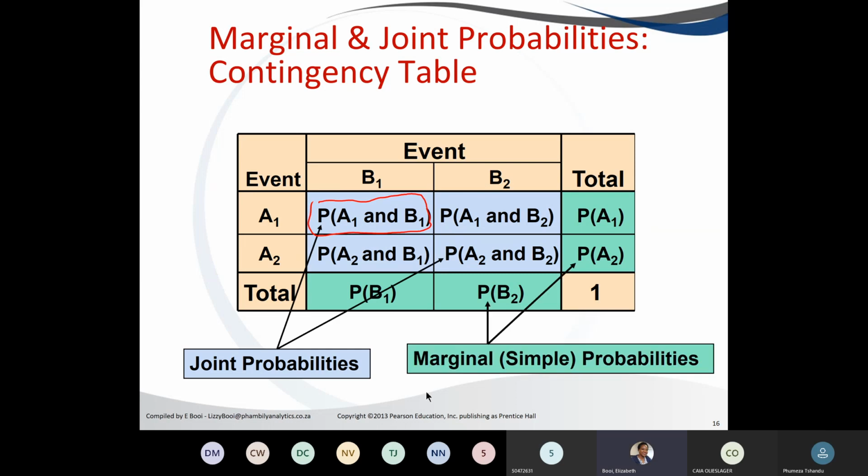And the outside one, the green one, just gives you your simple probabilities or your marginal probabilities, if you add your joint probabilities.